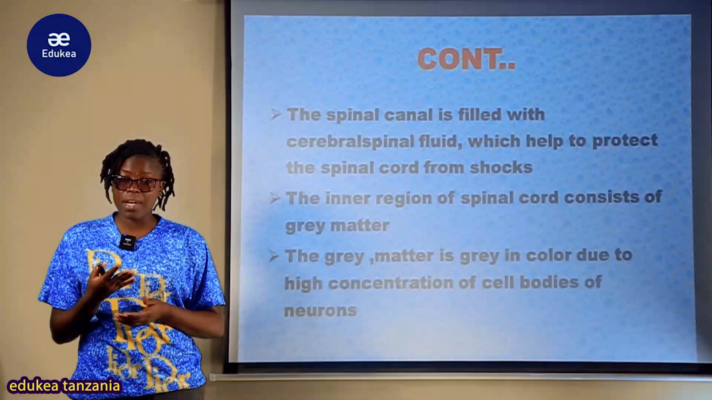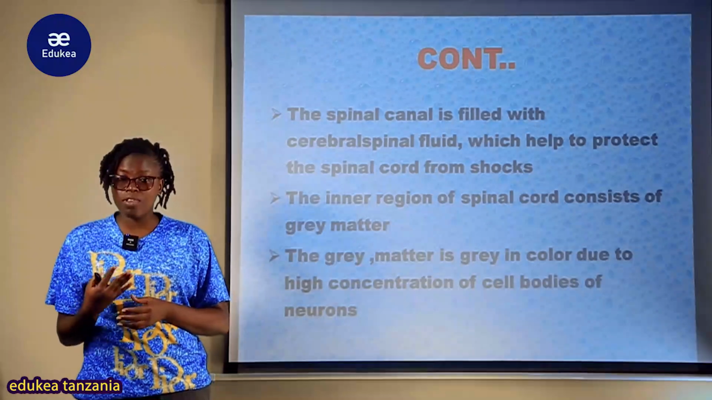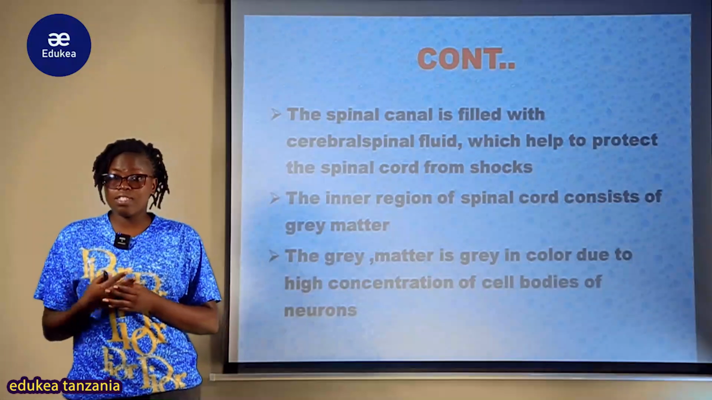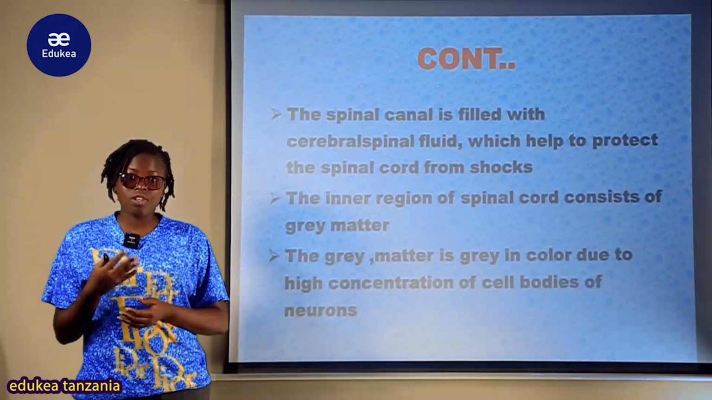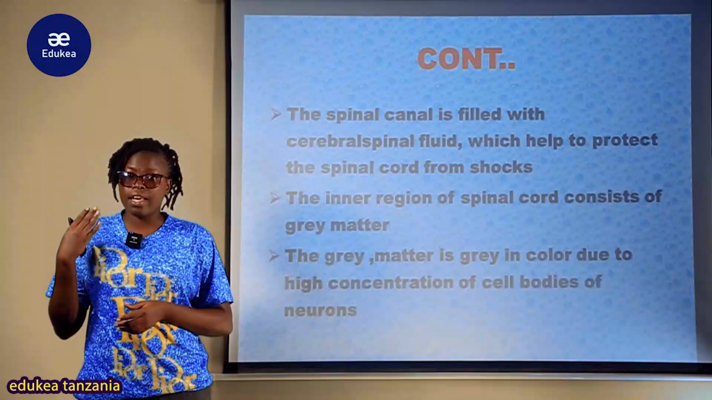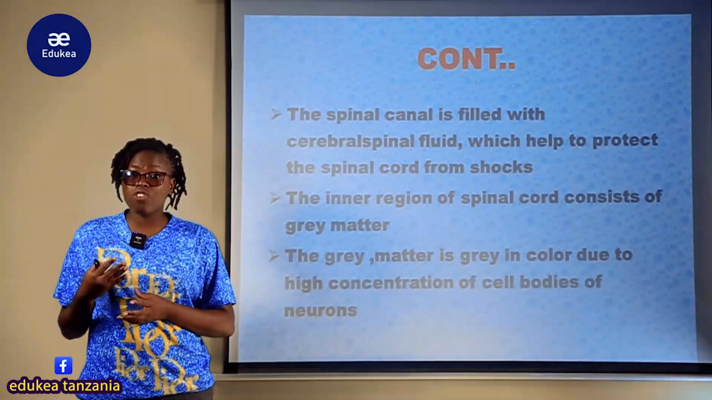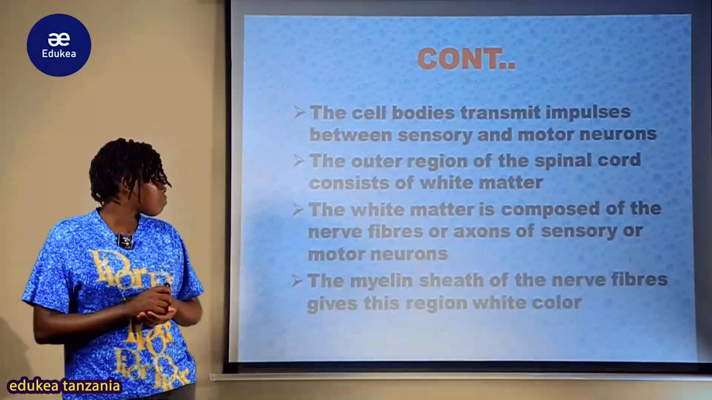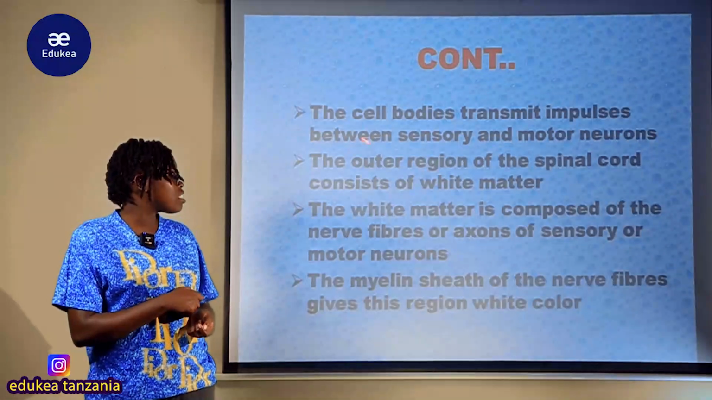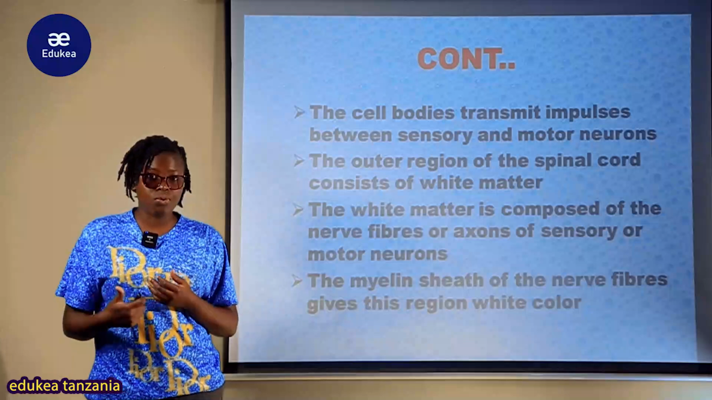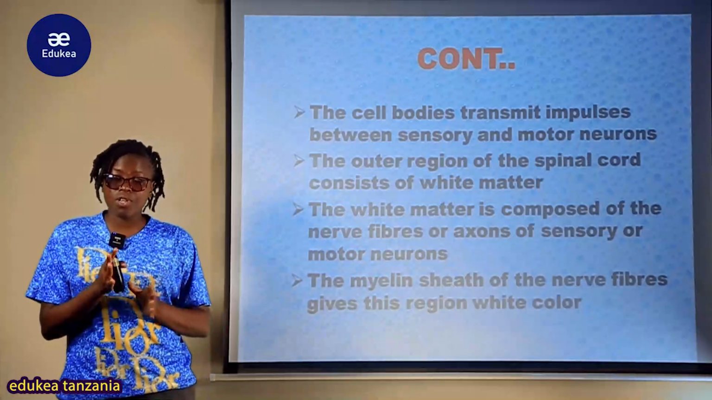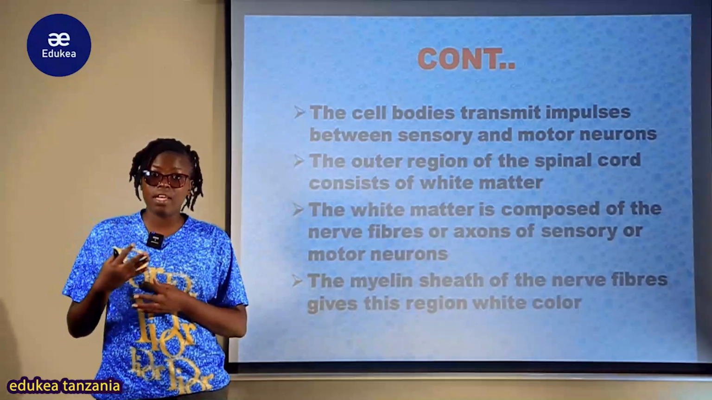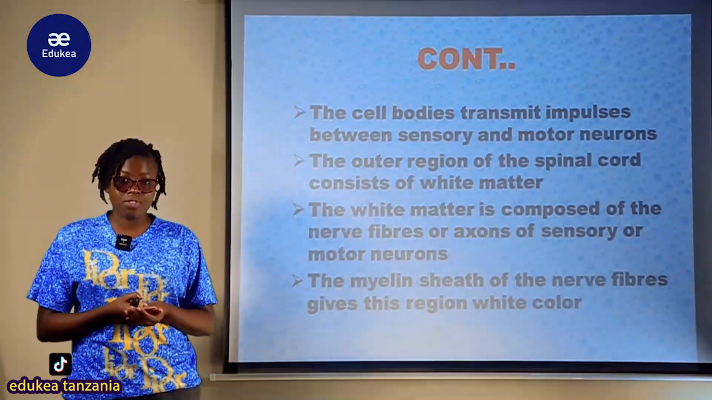After that, the signals are carried within the cell body, and they are taken away by the axon to the central nervous system for interpretation. So these cell bodies are the ones which make the central or inner region of the spinal cord gray. The cell body transmits impulses between sensory and motor neurons. Its work is the transmission of these impulses, collecting signals which are collected by the dendrites from numerous sensory organs.